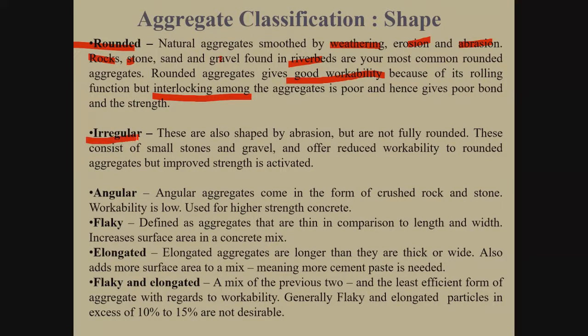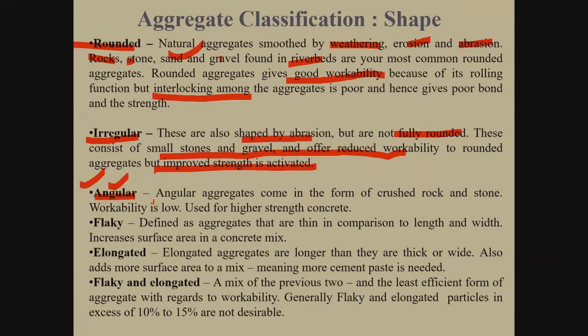Then the irregular aggregates. Irregular aggregates are also shaped by abrasion, but are not fully rounded. They consist of small stone and gravel and offer reduced workability. So the workability of the irregular aggregate is smaller as compared with the rounded aggregate, but at the same time it is more than the angular aggregates because of the presence of some spherical shaped particles. The resultant strength achieved is improved as compared with the rounded aggregates, but it is poor as compared with the angular aggregates because of the presence of these rounded or spherical particles.